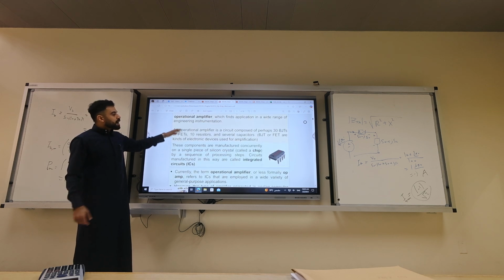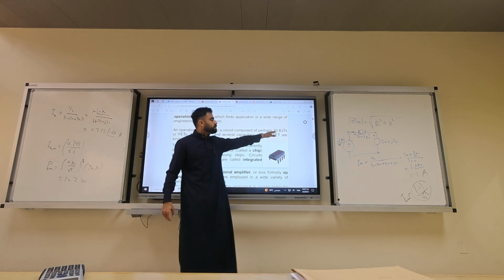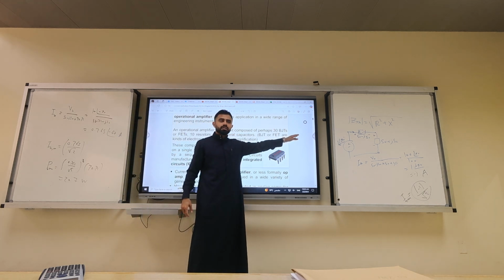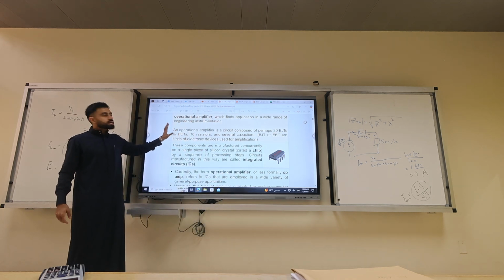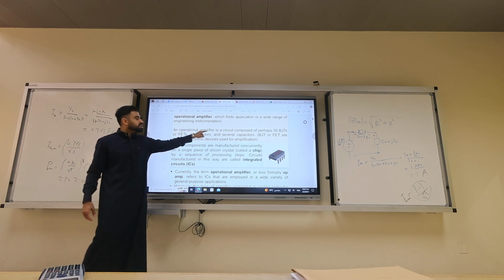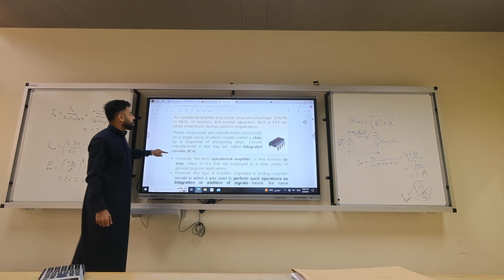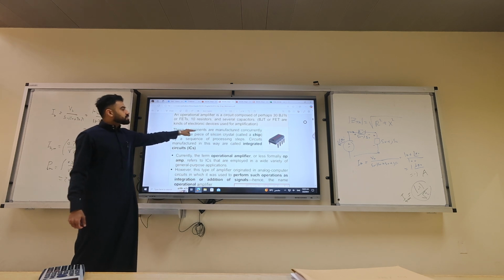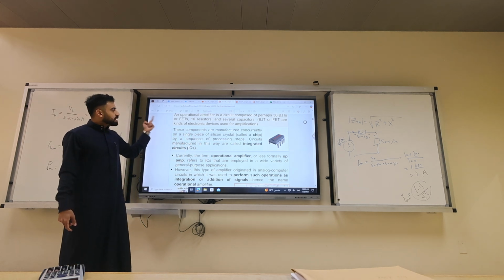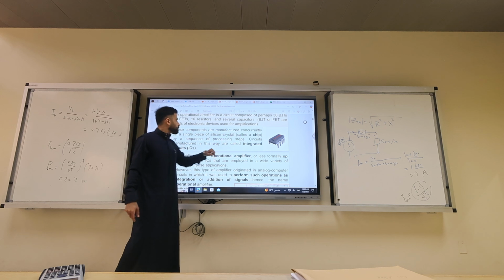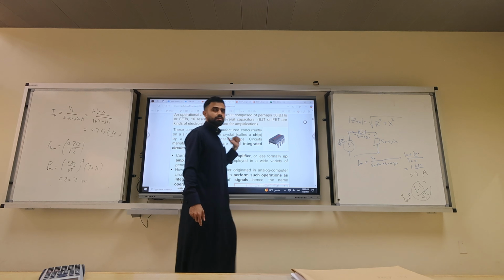The operational amplifier, what's inside the chip? Inside are about 30 BJTs. BJT is a transistor, okay? Or FET. They are two different types of transistor. You don't have to know about it now. And it has resistors and capacitors. Many things inside, okay? These components are manufactured together concurrently, meaning one time manufactured on a single piece called a chip. Circuits manufactured in this way are called integrated circuits.